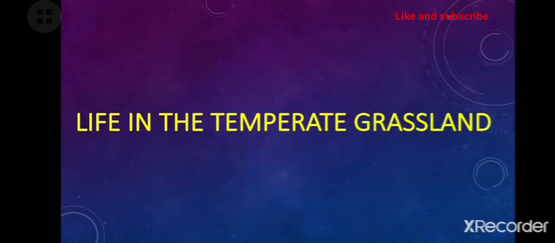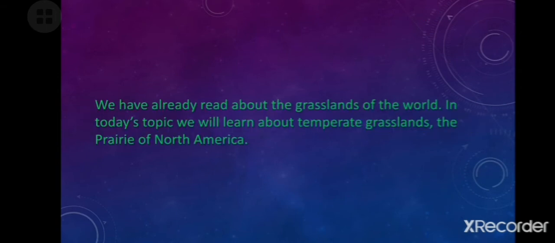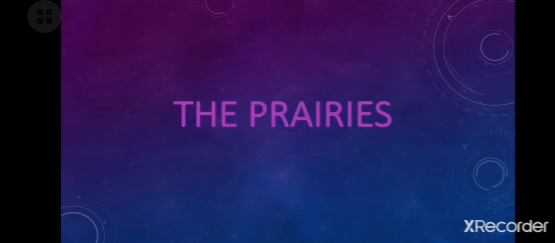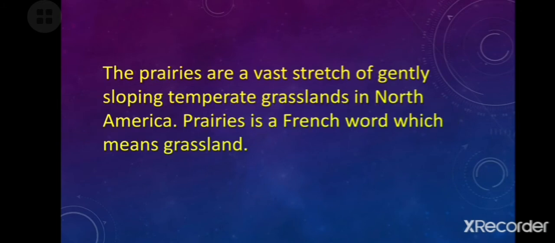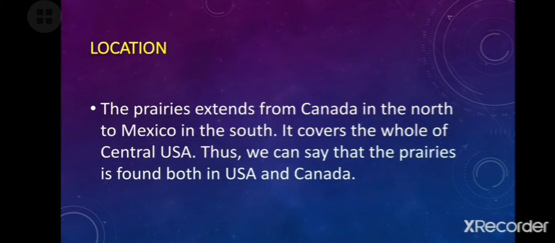Today we will learn about life in the temperate grassland. We have already read about the grasslands of the world. In today's topic we will learn about temperate grassland, the prairie of North America. The prairies. The prairies are a vast stretch of gently sloping temperate grassland in North America. Prairies is a French word which means grassland.